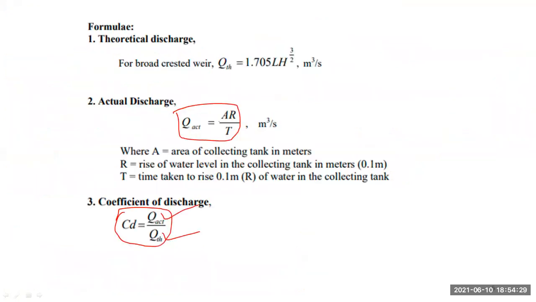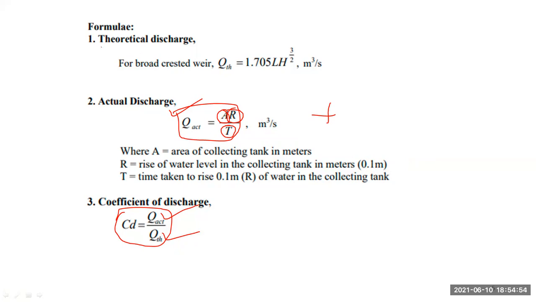Using that data, that is the collecting tank details, you're going to get the actual discharge. So Q actual is equal to A into R by T, where T is the time you're going to record for each trial, and capital A is the area of the collecting tank, and R is the rise of water, that is 10 centimeter rise of water in the collecting tank.